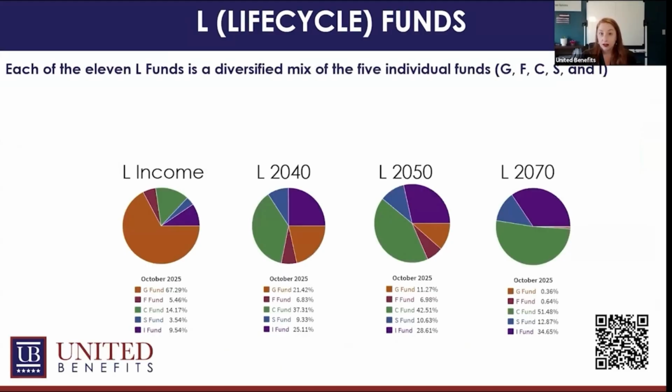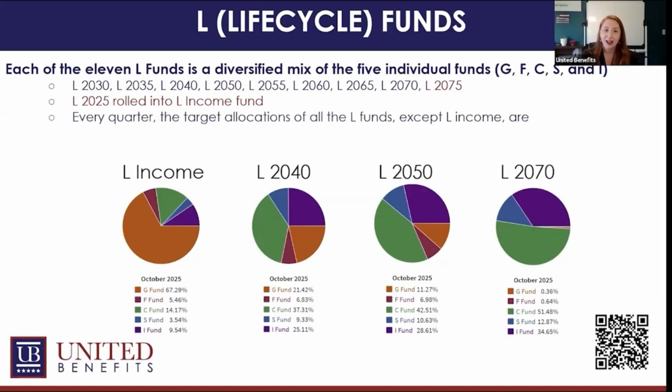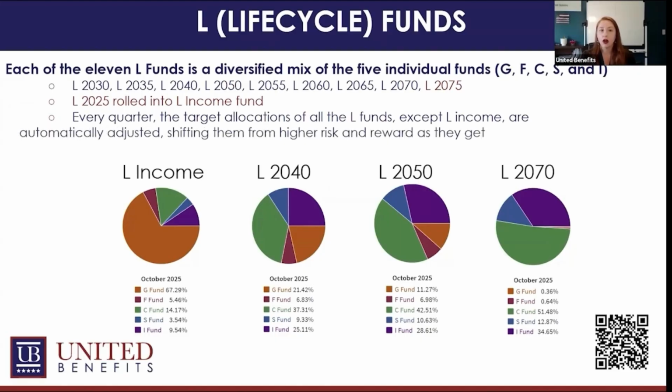There are Lifecycle funds, which are just a diversification of the G, F, C, S, and I funds. And of course, that diversified mix can vary depending on which fund mix you decide to go in. There are about, I think, 10 to 15 different options within the L fund, and you can go on what that target looks like for you at retirement, and then every quarter those funds will adjust with the target allocations for what that is supposed to be based on that given retirement timeline.